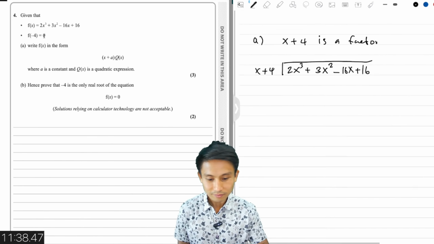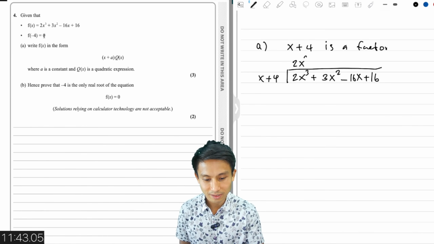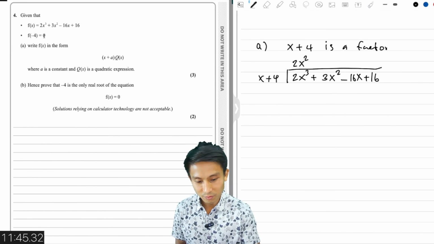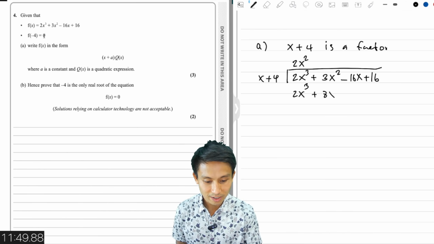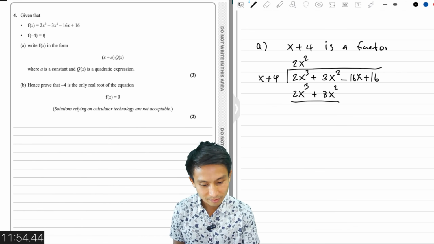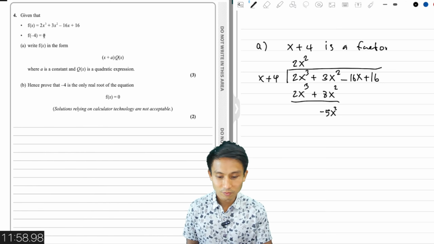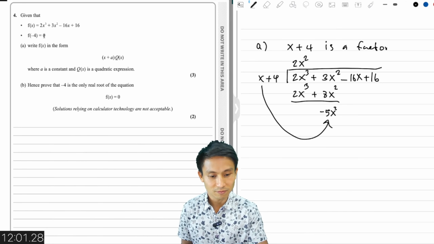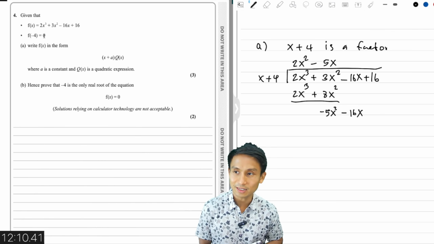So we divide the first into the first, we get 2x to the power of 2 there. Then we multiply back, we get 2x to the power of 3 plus 8x to the power of 2. We subtract second from the first line. We get 0 for the first one, of course, we want that, and minus 5x squared here. And then we do it again. First divide into the first, we get minus 5x now. Oh, I forgot to pull this down first, sorry. Got to pull minus 16x down first.